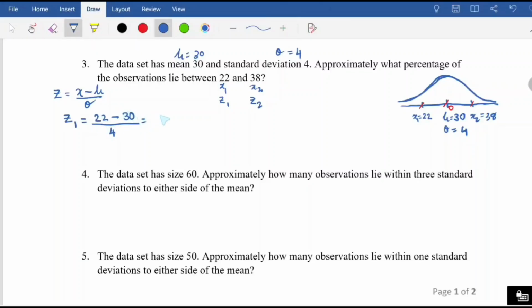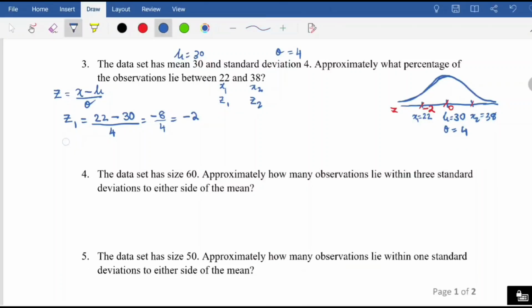So 22 minus 30 divided by 4 is -8 over 4, which is a z value of -2. So that means the z value corresponding to 22 is -2.